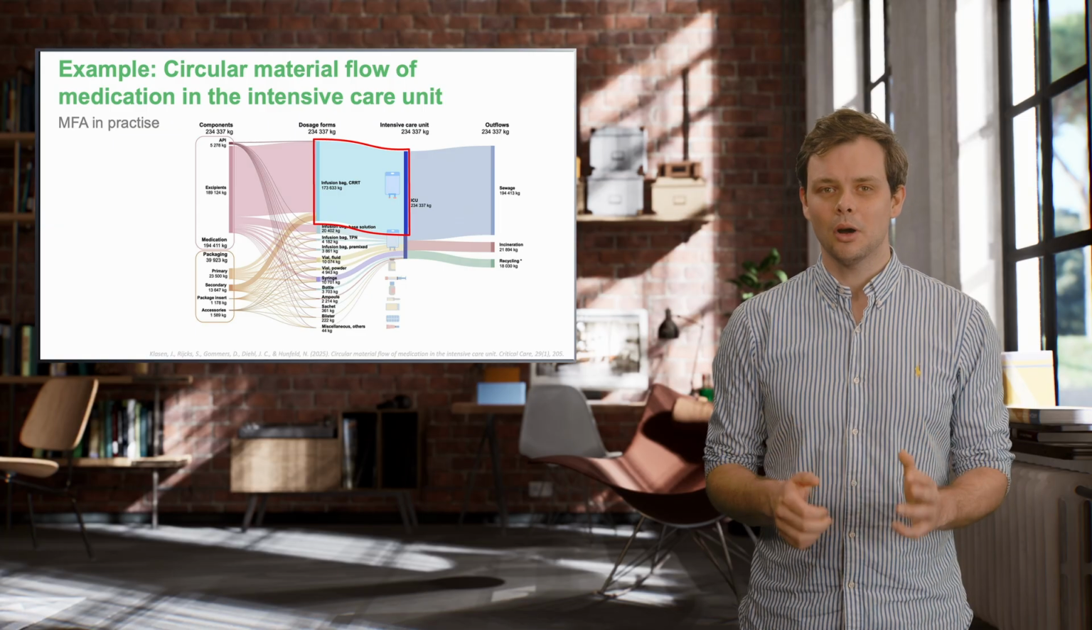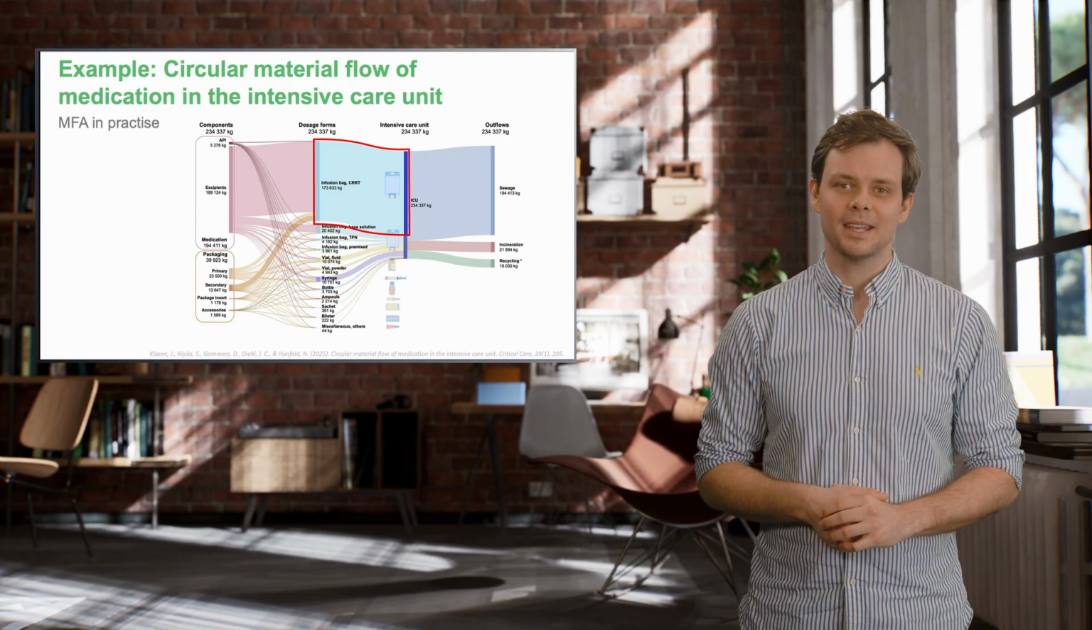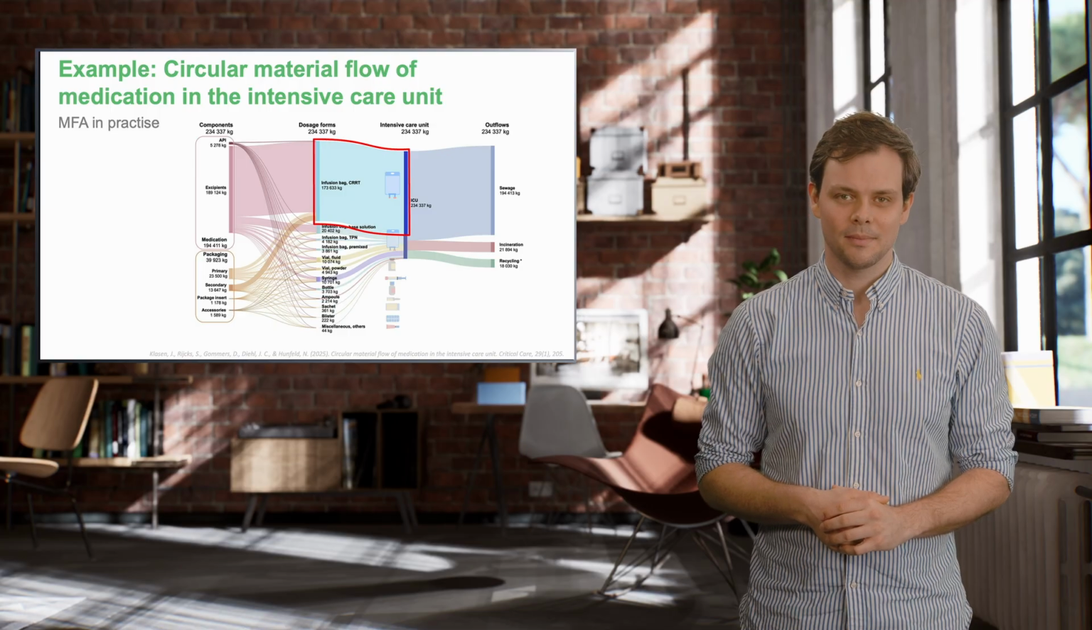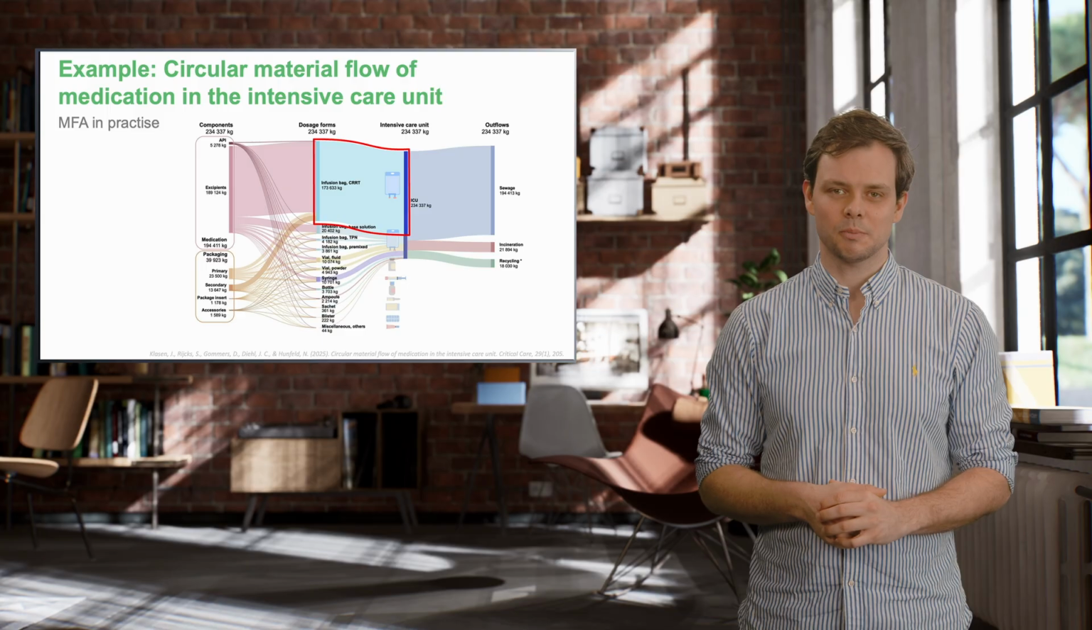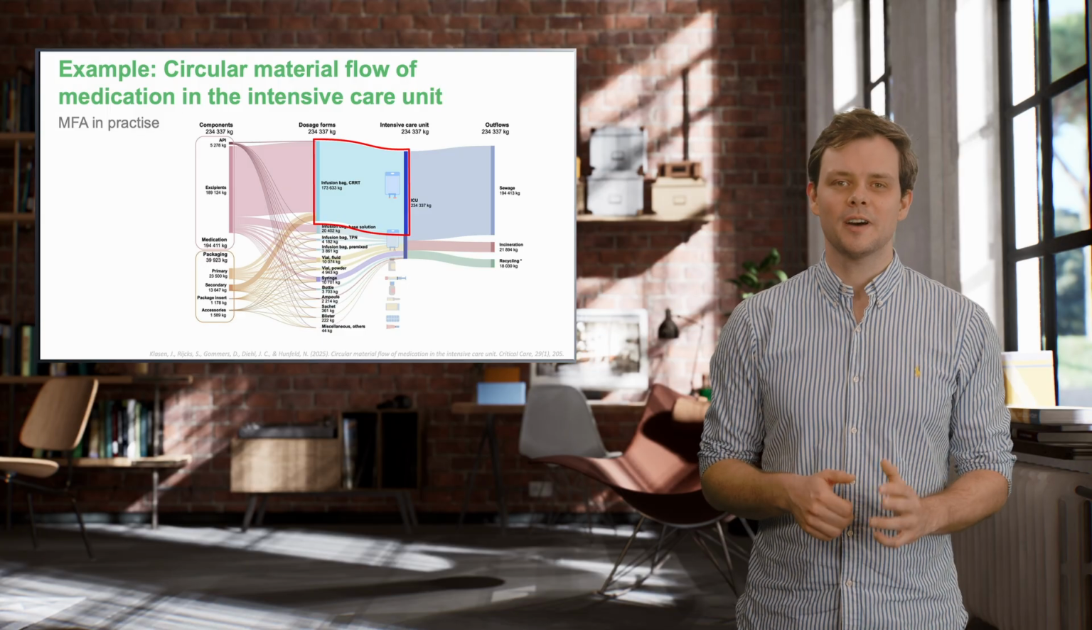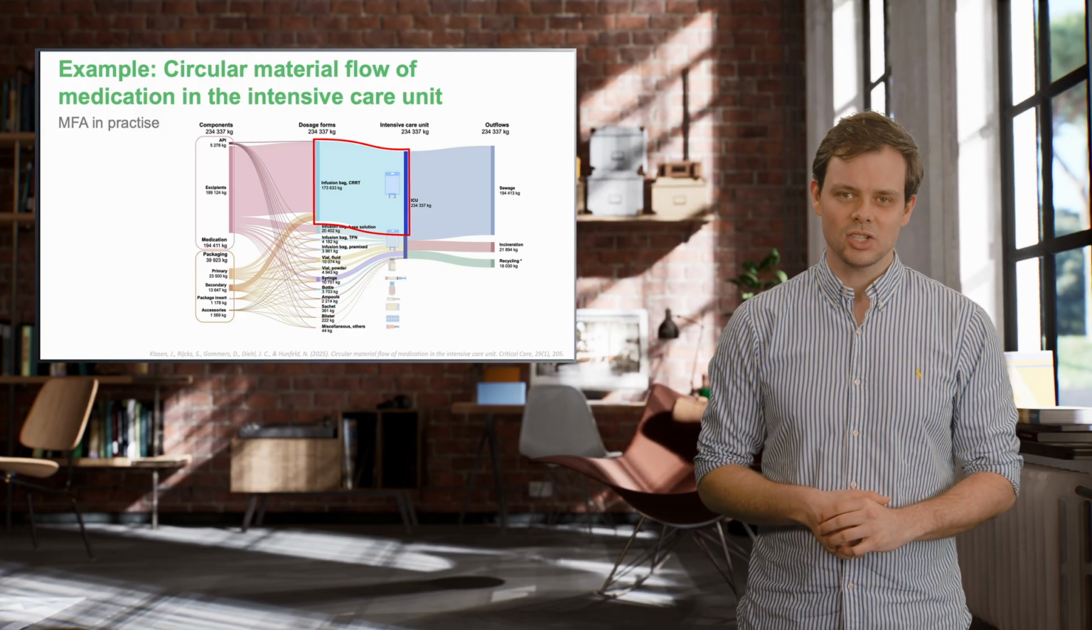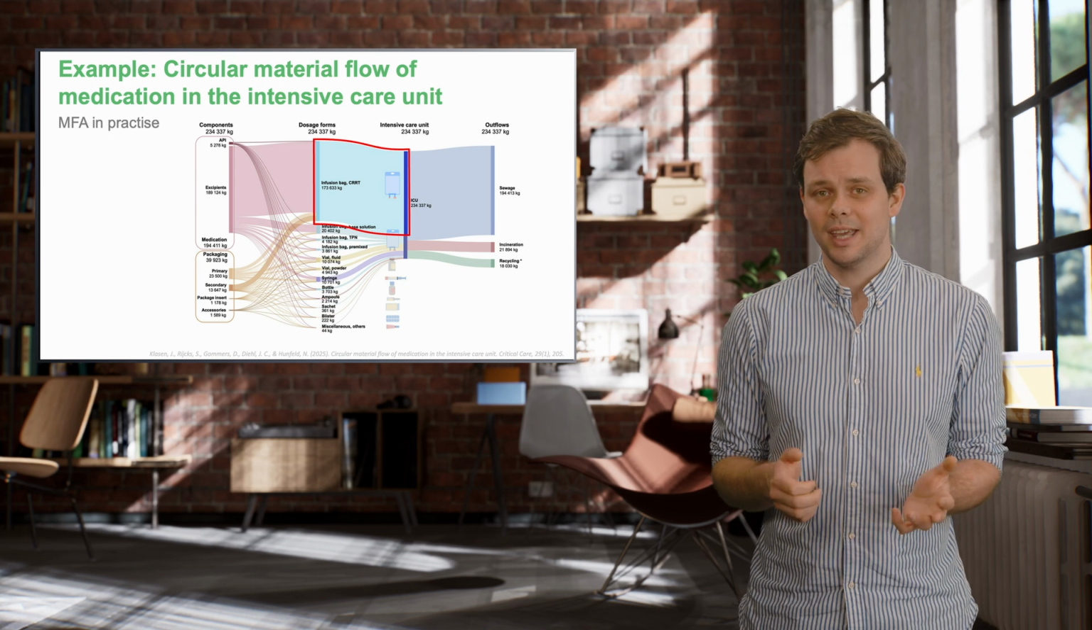Let's look at our own recent MFA study of a 50-bed academic ICU to see this in action. By mapping the medication flows over a full year, we found a striking hotspot. Out of the 245,000 kilograms of annual medication inflow, only 2.3% was the active drug.